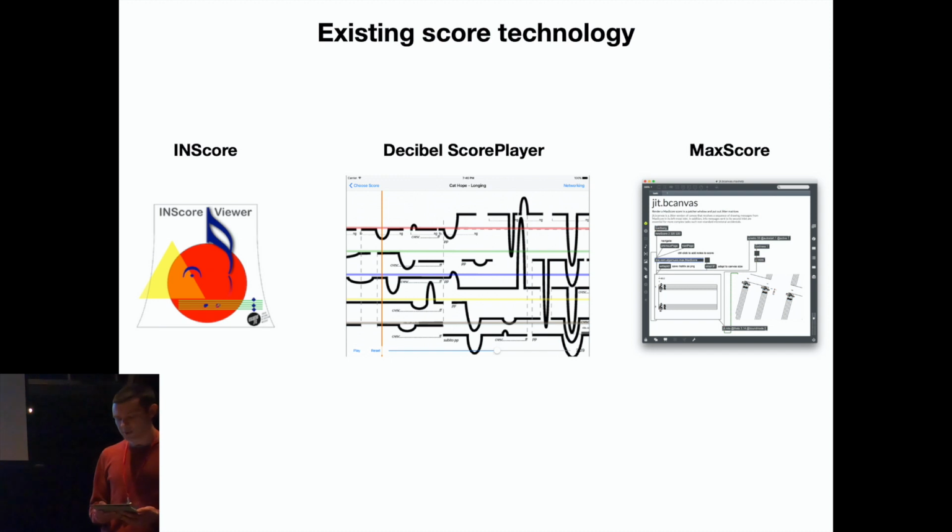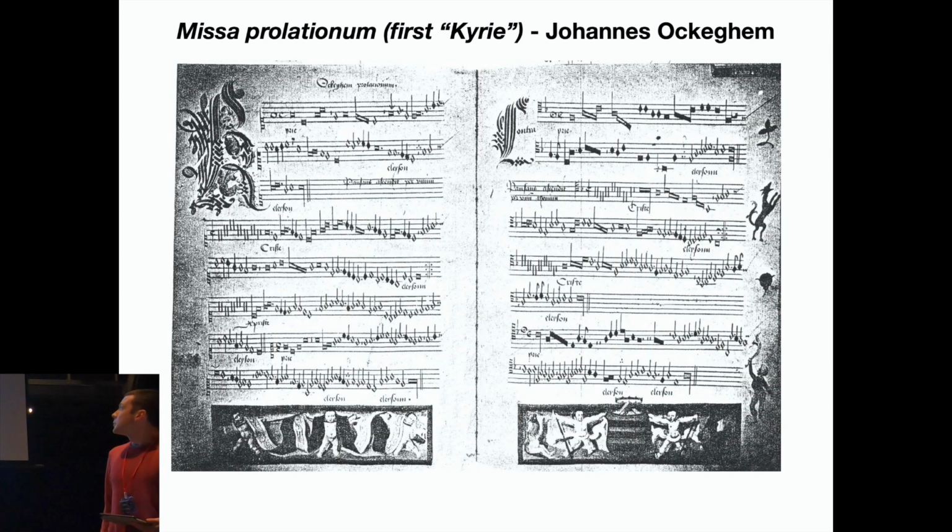So I'm just going to quickly show you an example from the original manuscript of that. And what's really interesting about this piece is that there's only one voice written out for each canon. So this is a 4-part canon, but parts 1 and 2 are on the left of the screen and parts 3 and 4 are on the right.